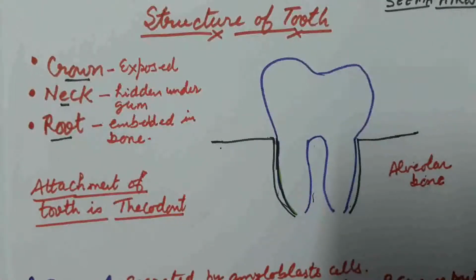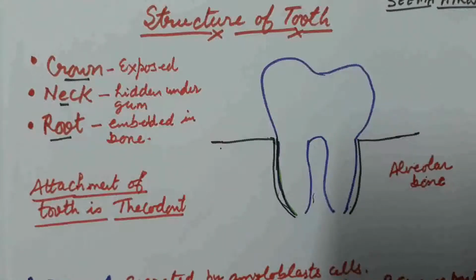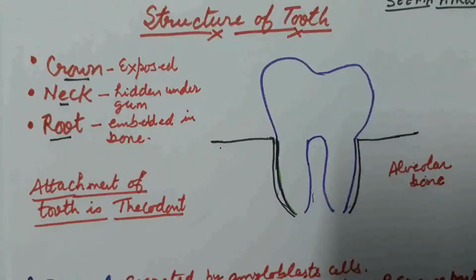And in our previous video we studied that in human beings, on the basis of attachment, teeth are thecodont type. What is thecodont type? In which the teeth are embedded in the sockets of the jawbone. The upper jawbone is known as the maxilla, and the lower jawbone is known as the mandible. We use the word alveolar bone here. The sockets of the alveolar bone are the alveoli, so we call it alveolar bone.